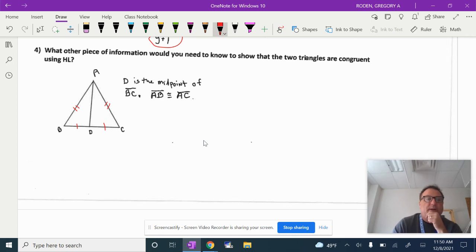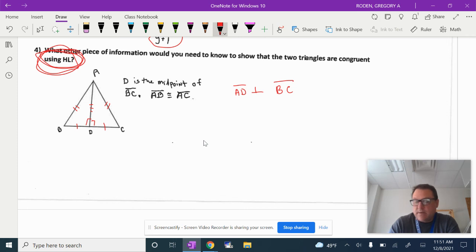Right now, we want to use HL, and that's the key right there. So if we wanted to use HL, we would just have to know that segment AD is perpendicular to BC. Because if we want to use HL, we have to have hypotenuse leg, right? Now, we could also say this is side, side, side, or use the reflexive side, but we want to use HL on this problem. So you'd have to know that AD is perpendicular to BC.